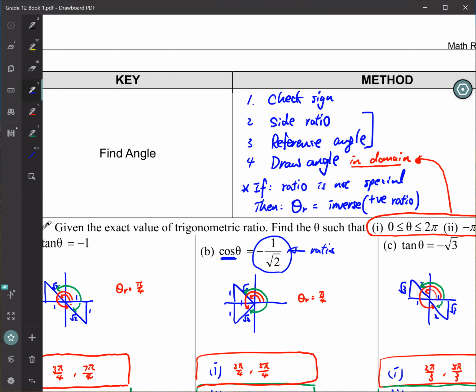Otherwise, sometimes they will give you an angle that's more than 90, right? Or sometimes they give you an angle that's negative, okay? So you want to keep it simple, right? Keep it a positive ratio, so your reference is smaller than 90 degrees.